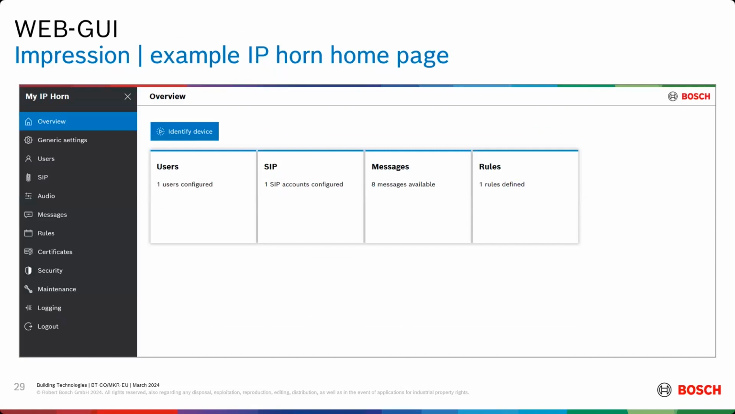You can then use the overview page to view four functions of the web interface: users, SIP, messages, and rules, and to navigate to those functions in the system using the informative graphical tiles. Each tile displays configuration data and real-time status information of the device. And to access all the other functions of the device, use the navigation menu on the left-hand side.